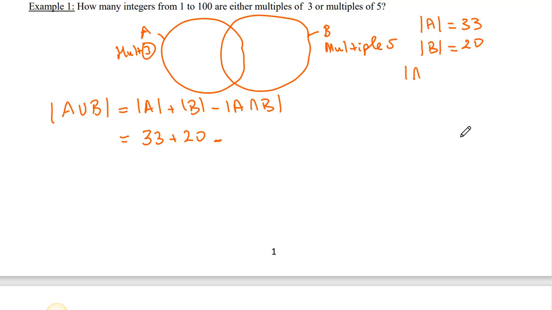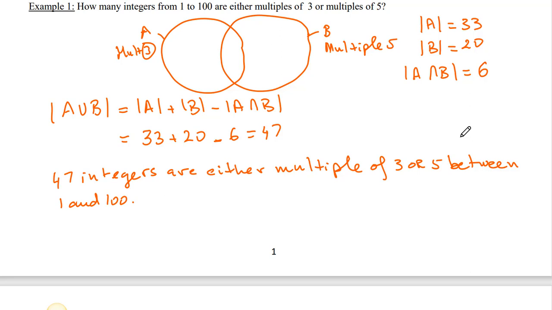So the same way, we take 100 divided by 15, and you get about 6. So there are 6 elements that are a multiple of 3 and 5 at the same time, or a multiple of 15. So then I would say minus 6. If I do all of it, we get 47. So we know that 47 integers between 1 and 100 are either a multiple of 3 or 5.